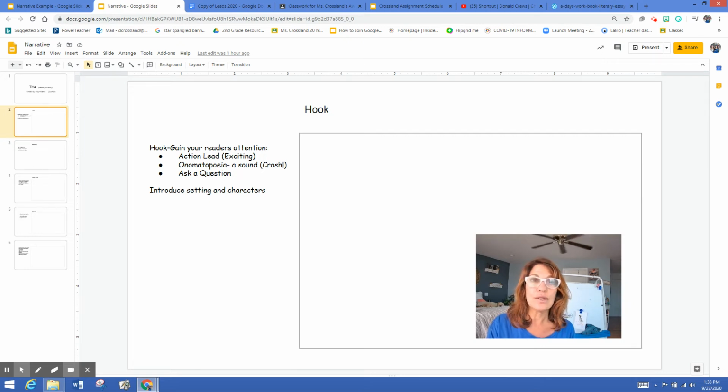Onomatopoeia is also the sound that animals make. So it could be a chirp, chirp, or ruff, ruff. And those words are onomatopoeias. When we start with an onomatopoeia, that's another hook. That's another way to gain the attention.